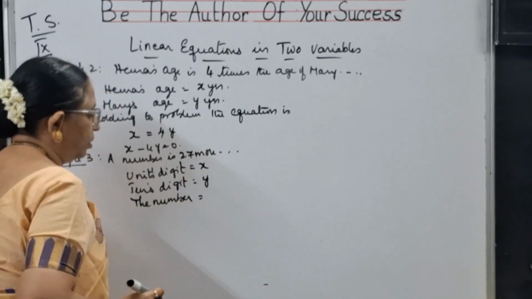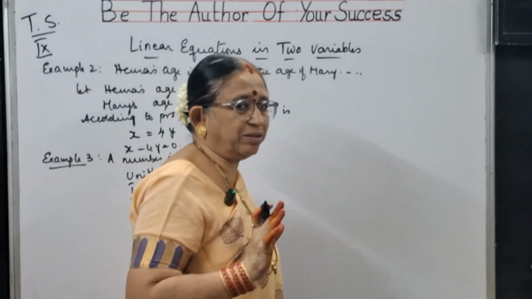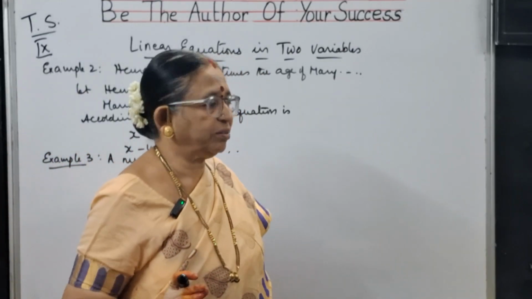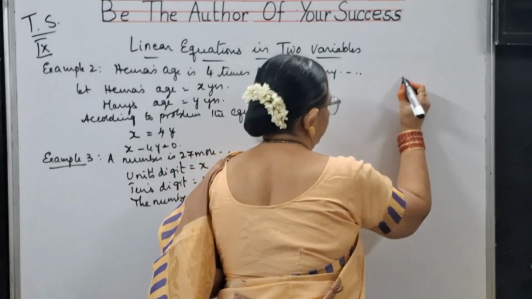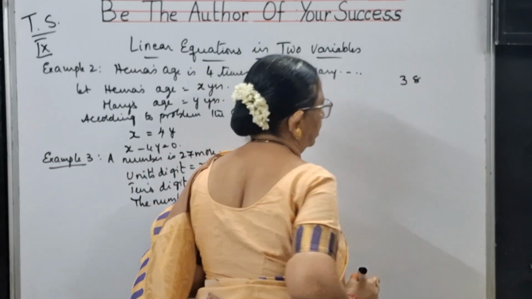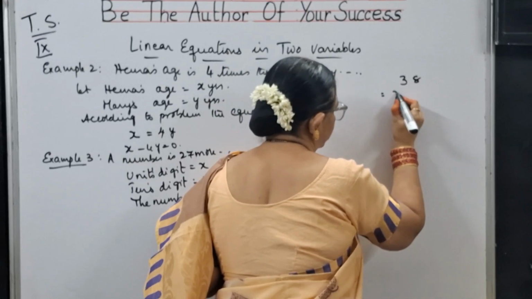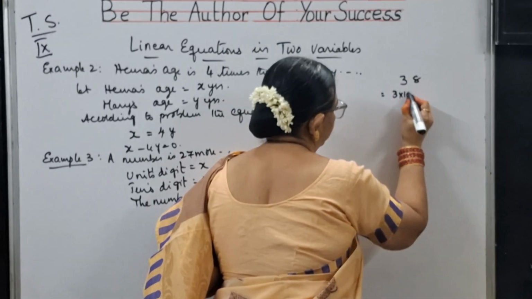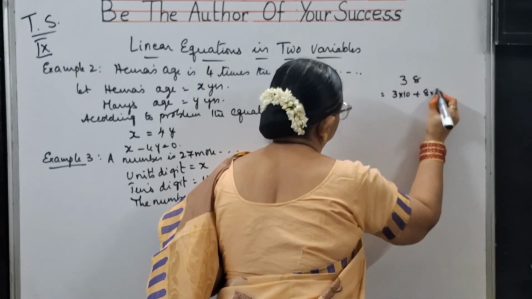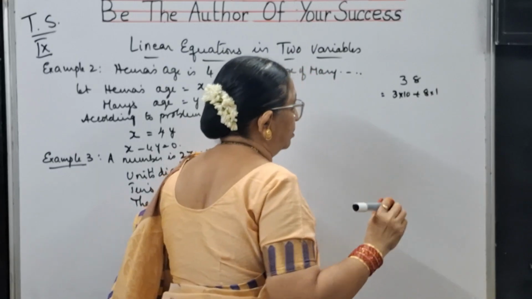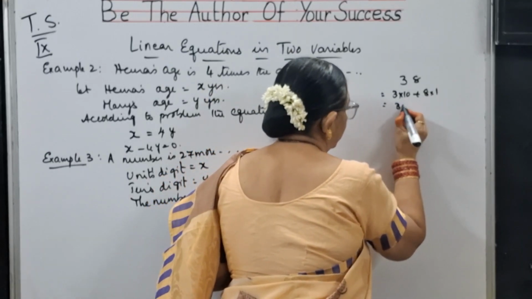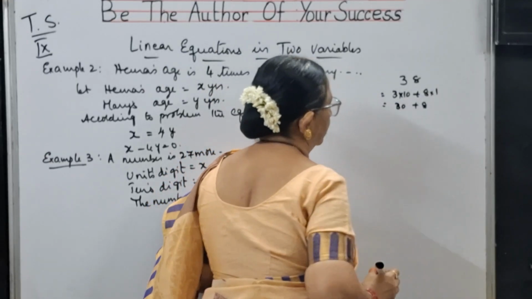What is the number? So we'll have a small example with which you will understand how the number has to be written. Suppose you have got a number 38. How will you write 38? You will be writing 3 into 10 plus 8 into 1, your expansion in lower classes. That is 30 plus 8 you are getting.